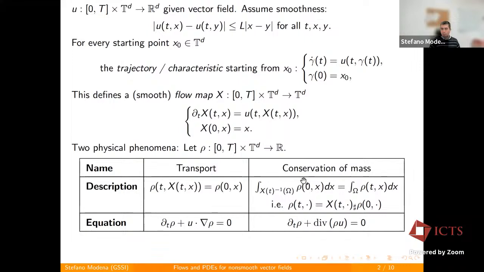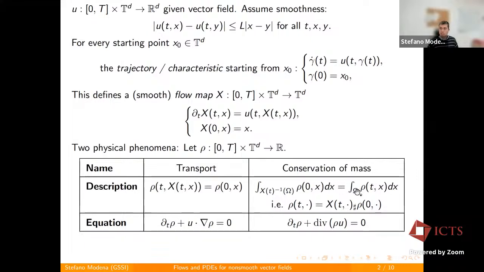And then the second one that one might want to describe is the conservation of mass. So I assume that this map rho now describes the density of mass of some fluid, for instance, again at any time t as a function of x. So it's density of mass at time t of your fluid. Then you expect this mass to be conserved, which means the following. If I take some subset omega of my physical domain, the periodic domain, and I compute what is the mass of the fluid inside this omega, I have to integrate the density at time t as a function of x over this domain omega.